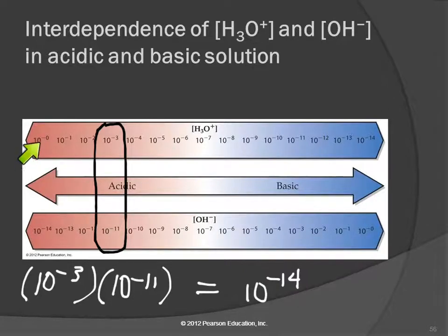You see the relationship here? This is minus 0, and this is minus 14. Those exponents add up to minus 14. Come over here, as the hydronium ion concentration goes down, the hydroxide ion concentration goes up. Here we've got minus 9 and minus 5. Those add up to minus 14. So there's this interrelationship. One goes up, the other goes down.